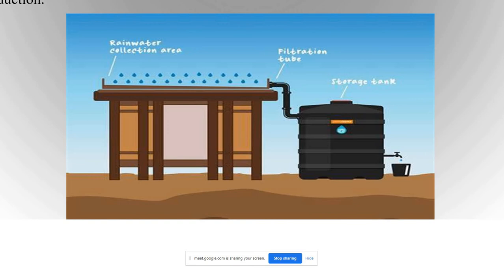Some advantages of rainwater harvesting system. First one is it is absolutely free to use and a clean source of water. It is easy to install. It can be used for many different processes. It is environmentally friendly. It is excellent for irrigation. It reduces the use of groundwater.